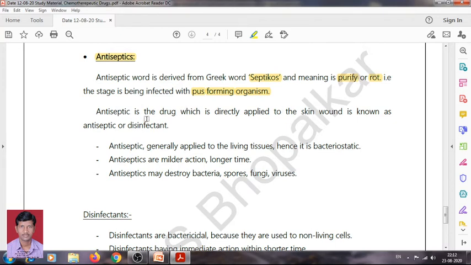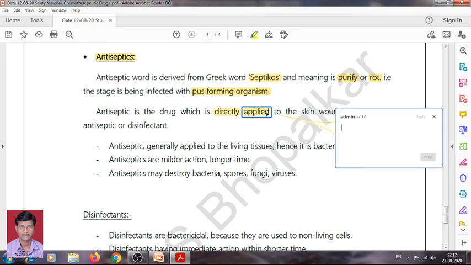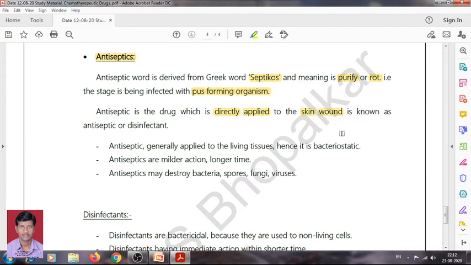Antiseptics are the drugs. What is the definition? The drugs which are directly applied to the skin wound. For example, an accident happens. At that time, if we get a wound on our skin, this antiseptic is directly applied to the skin wound. Such a drug is called an antiseptic or disinfectant.